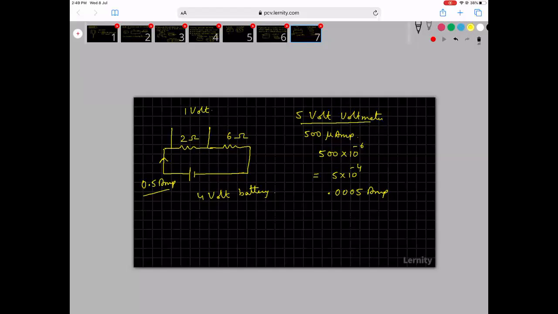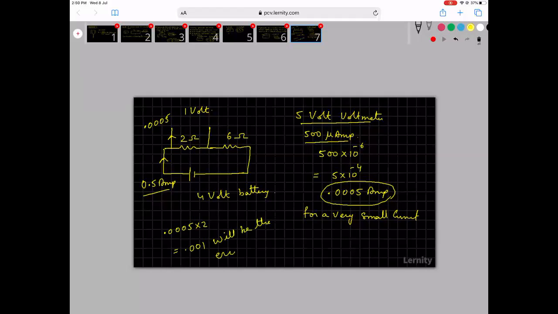Now suppose you connect this voltmeter to it. Look, this voltmeter shows maximum deflection for a very small current. So the current that it is going to take out of the 2 ohm circuit is going to be 0.0005, I mean that is the maximum, into 2, that is going to be 0.001. That will be the error introduced because of the voltmeter.